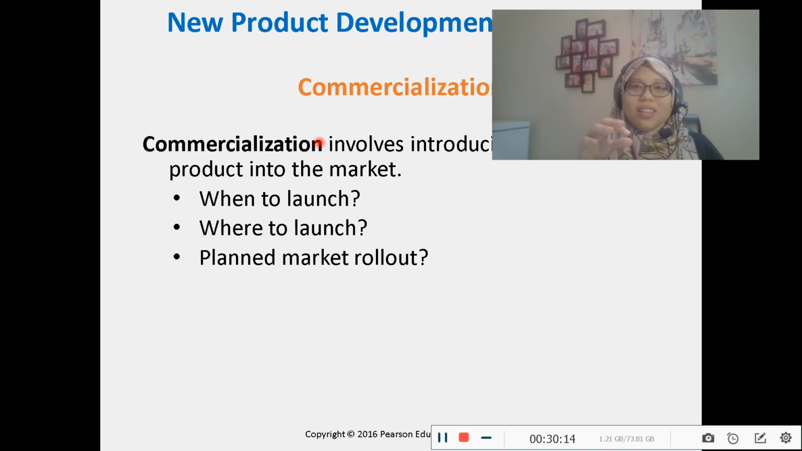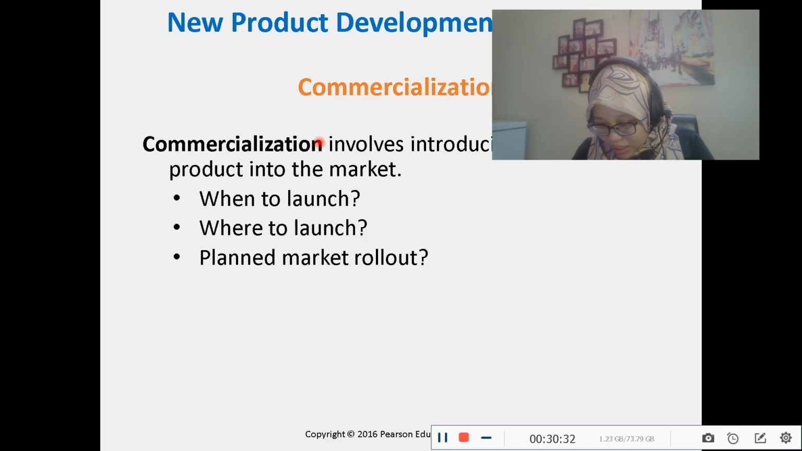Because yang ruginya adalah siapa? Company yang rugi, sebab walaupun awak keluarkan your product, tapi efek kepada yang lain. So you will get the kerugian. Selain daripada itu, okay, if you think that the product should be improved, you need to delay. Jangan launch dulu. You need to make sure that the product is at its best performance before you can launch the product.